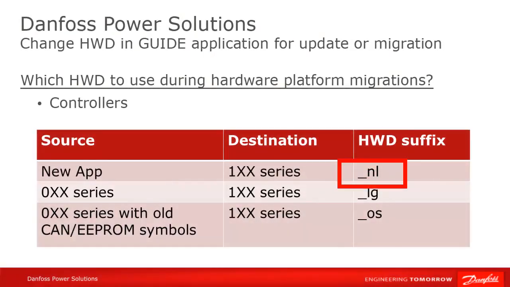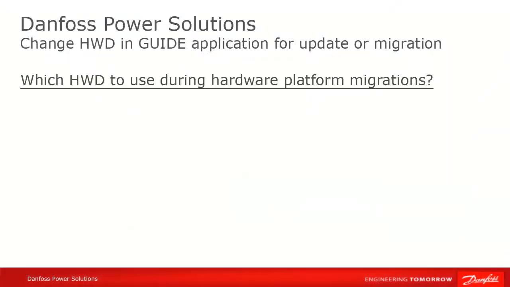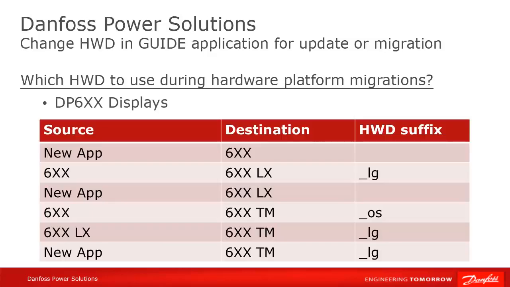The NL HWD, which stands for non-legacy, uses the naming conventions and signals from the new API. Use it if you're starting a project from scratch or with an older application if you're willing to do the extra work to change your existing code to meet the new naming. The OS HWD for old symbols is rarely used. It's used with programs that use the old CAN and EEPROM symbols. Note that the naming conventions for display HWDs for the 600 series are a little different. Use the table below when migrating from an older 600 series platform to a newer one.